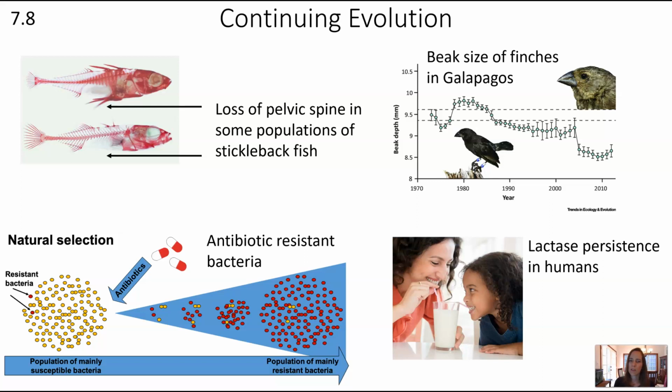One example is loss of pelvic spine in some populations of stickleback fish, depending on the predatory pressure in those lakes. Also beak size of finches in the Galapagos. Antibiotic-resistant bacteria is evolution that can happen on a very short time frame. Also, lactase persistence in humans. There's a great HHMI video about lactase persistence in humans, and it talks all about the recent evolution, the tie between DNA evolution and cultural evolution and how those go together.